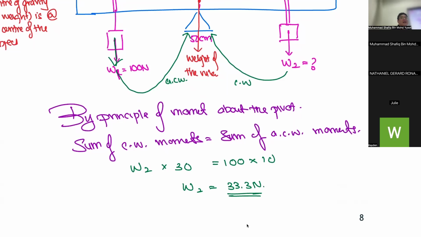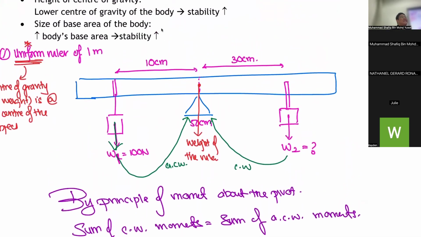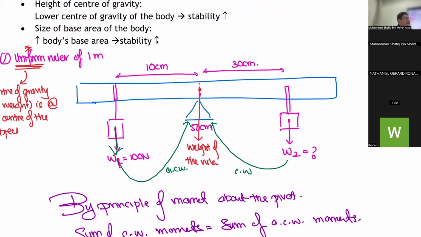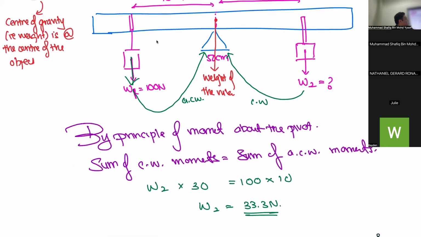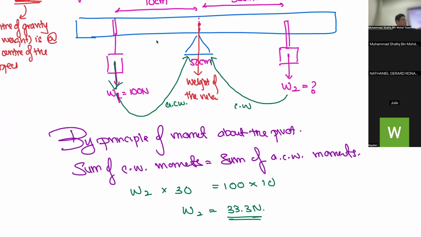Next, I have a few follow-up questions. This one is very important. Number one, just now Elmira said the moment is 100 times 10, and W2 times 30. But the unit I give here is cm. Now, when I do the multiplication, can I technically leave my answer in cm? Can or cannot, everyone? Isaac says can. Is it? Why can? Not sure. Why? Anay, can?